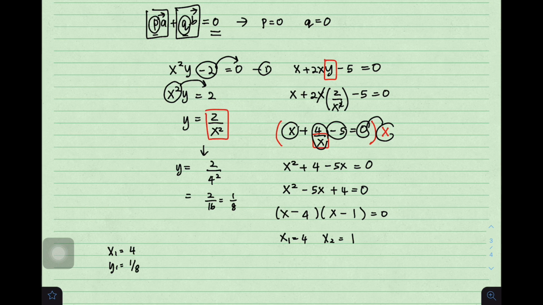Okay, untuk x yang kedua pula, bila x sama dengan 1, y sama dengan berapa? Kita masukkan dalam equation ini juga. So y sama dengan 2 bahagi 1 kuasa 2. So y sama dengan 2 bahagi 1 sama dengan 2. So y kita yang kedua sama dengan 2. So ini adalah dua nilai untuk x dan y. Okay.